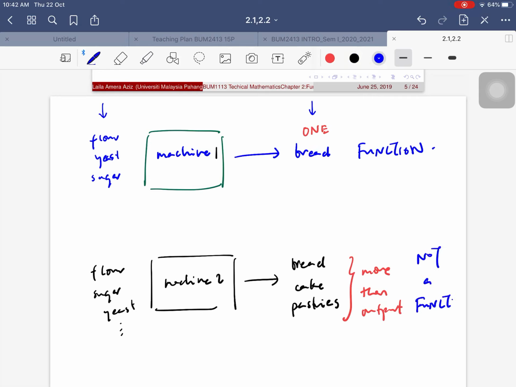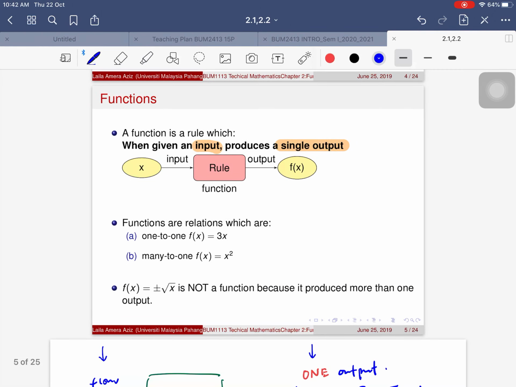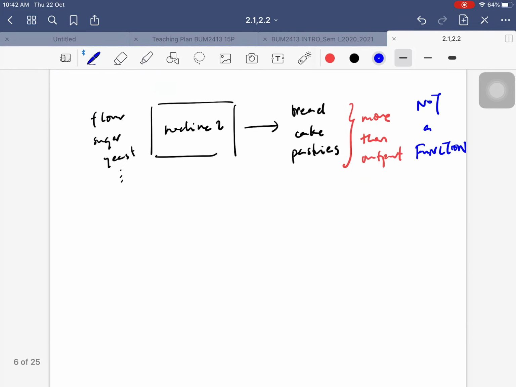So remember, the key point is that a function is called a function if it can only produce one output. That is the condition of being a function. There are two types of functions: a function could be one-to-one, and it could also be many-to-one. So what is the difference between one-to-one and many-to-one?